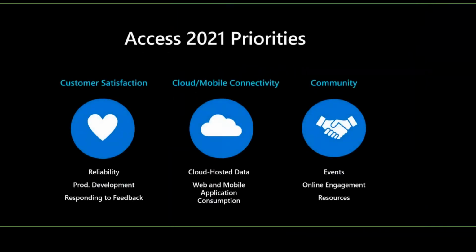So, what's the vision of Access? What are our priorities and where are we going? Our high-level priorities this year are relatively similar on a high level to the past year, with a heavier emphasis on cloud and mobile connectivity for 2021. But as always, I think the first and foremost priority is focused on customer satisfaction and will always continue to be. And that includes making sure that the product is stable and reliable, which I'll spend quite a bit of time talking about later on, and continuing to develop new features where applicable.